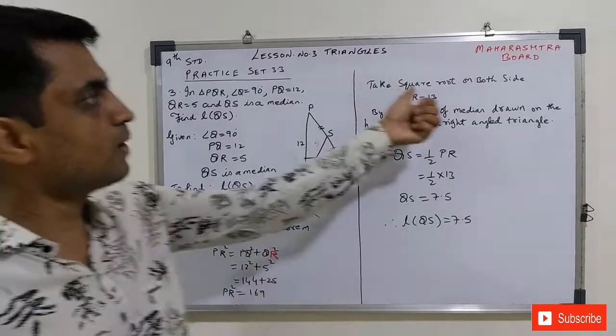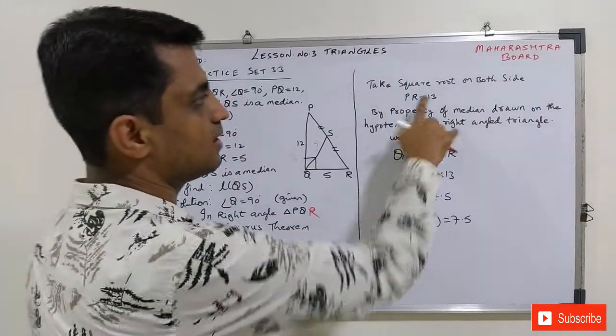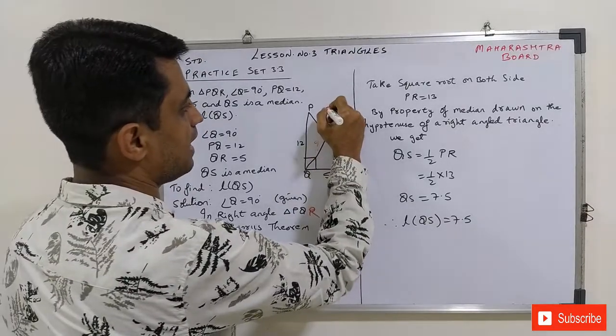Now, take the square root on both sides. What is the square root of 169? The square root of 169 is 13. So we got this PR as 13.